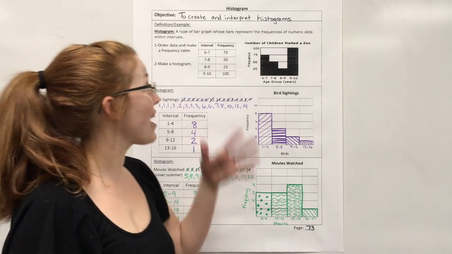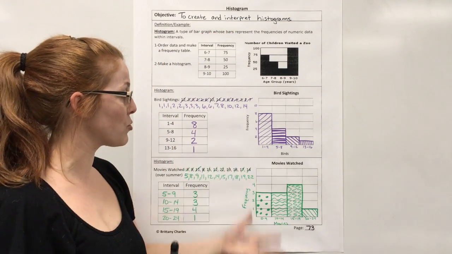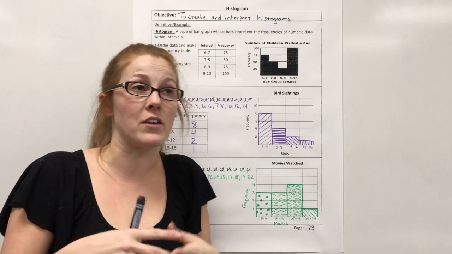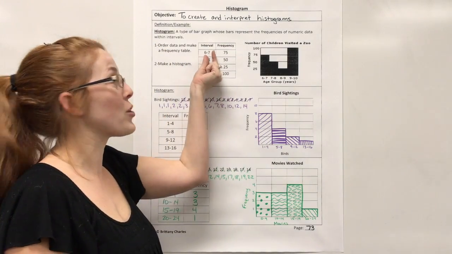All right, well, that is a histogram, very similar to a bar graph, except instead of each bar being an individual number or individual category, it's a group or an interval.